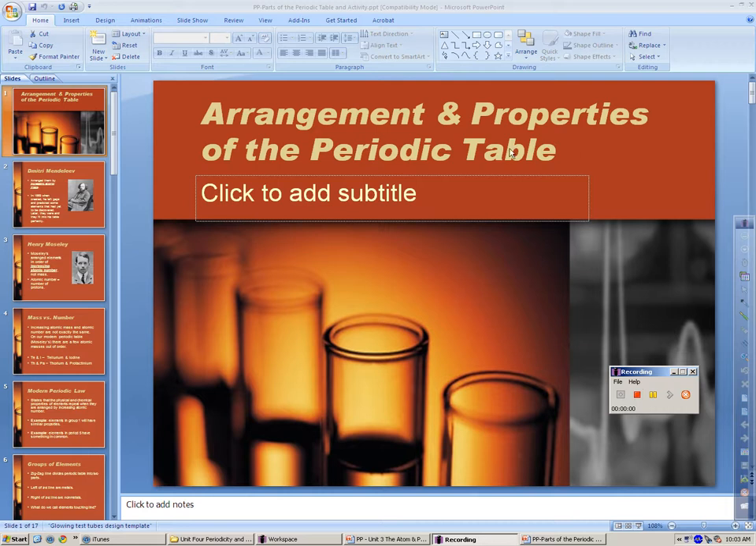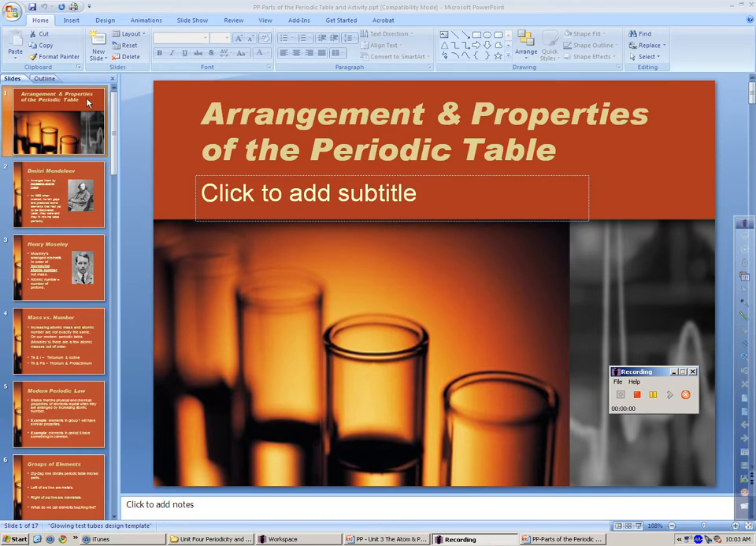Okay, so this is talking about the arrangement and properties of the periodic table. We're going to be switching between two different notes, so just be aware of that. The notes that are online are not the ones that we need to be looking at. Alright, so this first part is what you're going to be taking on your own.